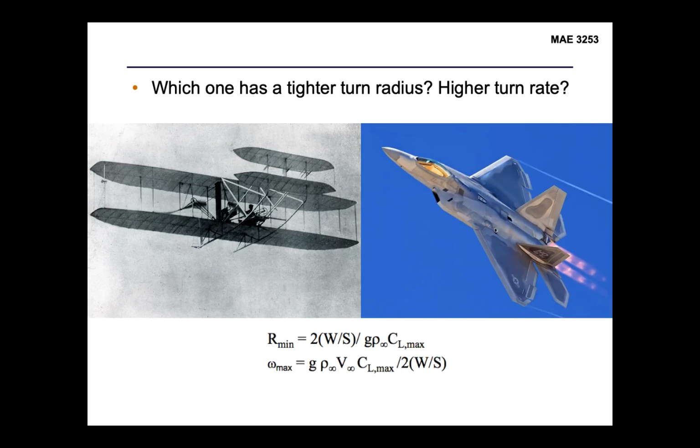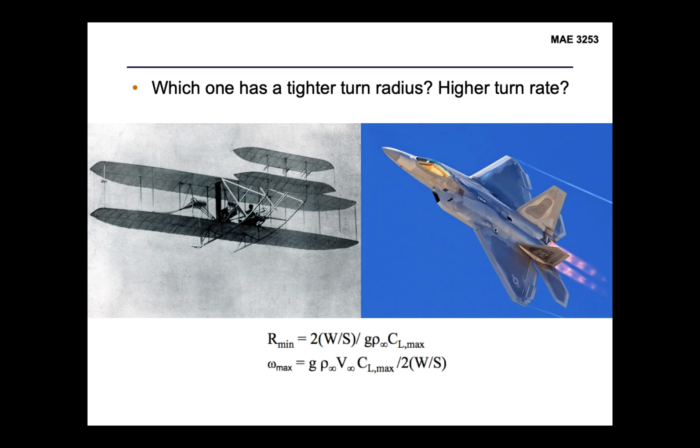Now, once you do this, you actually end up with some pretty interesting results, such as which one of these aircraft has a tighter turn radius or a higher turn rate. You might look at these and think, oh, my modern fighter aircraft, the F-22, is designed for maneuverability, designed to be a fighter aircraft. It's obviously going to have a tighter turn radius and a faster turn rate. Well, not really, according to the equations.